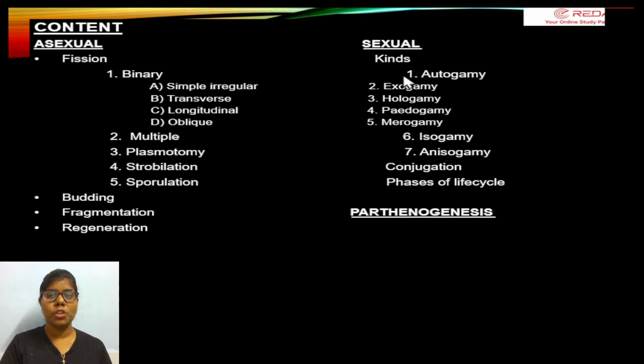Sexual reproduction we saw with autogamy, exogamy, hologamy, pedogamy, merogamy, isogamy, anisogamy, and conjugation. Conjugation we saw in Paramecium as a good example, where a conjugation tube is formed. In the tube only, the exchange of materials happens in the case of conjugation. And then we saw the phases of life cycle: the juvenile phase, the reproductive phase and the senescent phase.